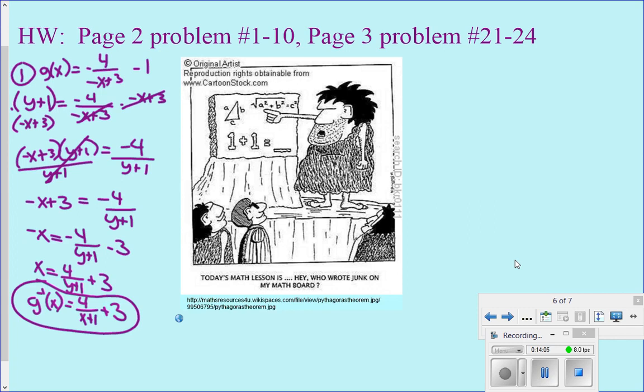So you're going to do the rest of problems 1 through 10. So you're going to do 2 through 10 on page 2, and you're going to do page 3, problems 21 to 24 for tomorrow.